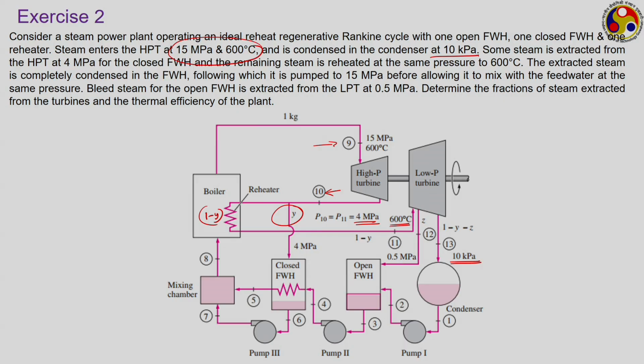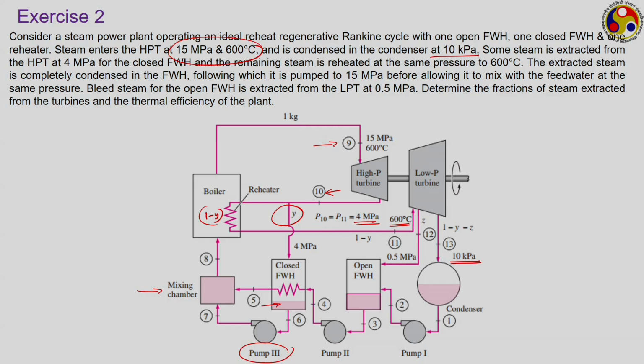The extracted steam is completely condensed in the feed water heater, following which it is pumped to 15 megapascal before allowing it to mix with the feed water at the same pressure. So, it is a closed feed water heater, so it is forming condensate. This condensate is pumped using this particular pump back to the boiler pressure, where it is mixed with the stream coming from the closed feed water heater in this mixing chamber at the same pressure of 15 megapascal.